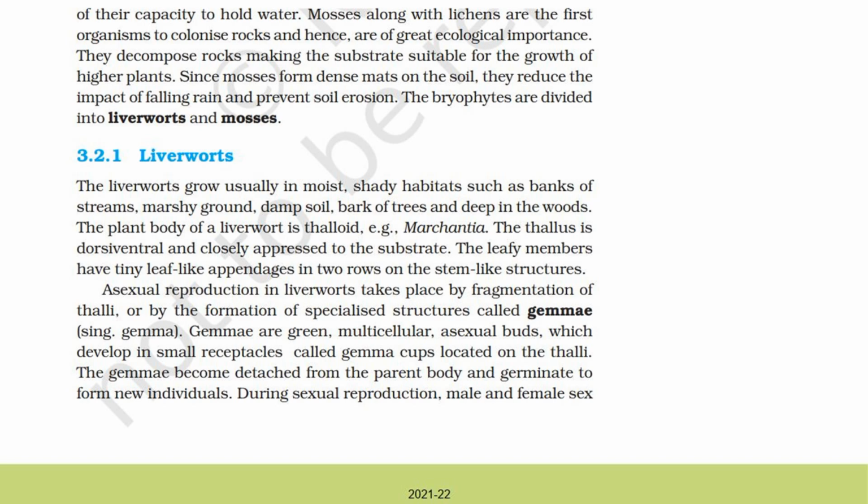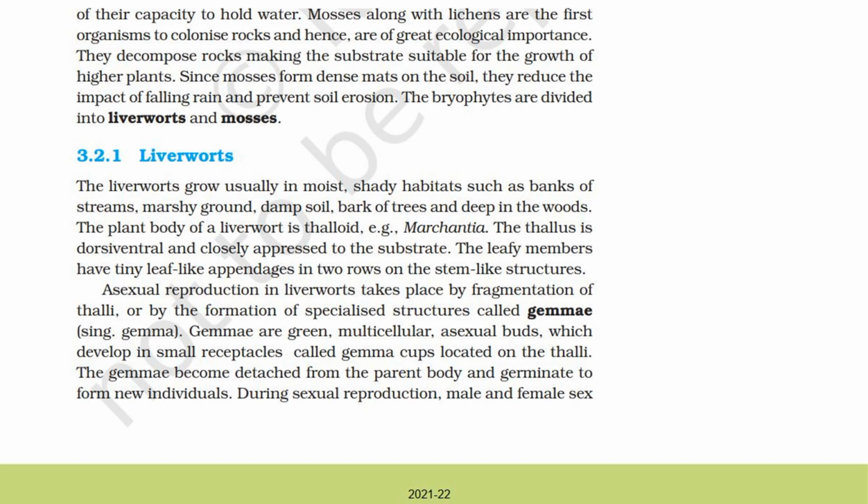The bryophytes are divided into liverworts and mosses. Liverworts. The liverworts grow usually in moist, shady habitats such as banks of streams, marshy ground, damp soil, bark of trees and deep in the woods. The plant body of a liverwort is thalloid, for example, Marchantia. The thallus is dorsiventral and closely appressed to the substrate. The leafy members have tiny leaf-like appendages in two rows on the stem-like structures.